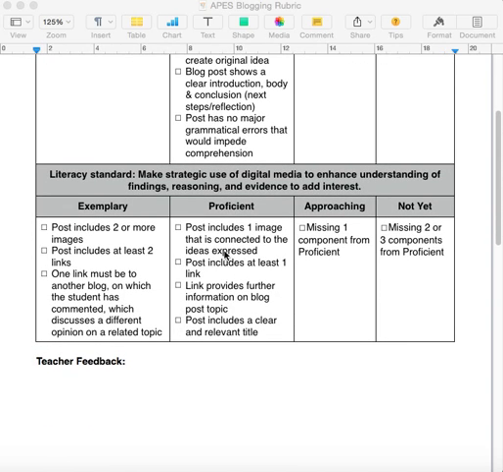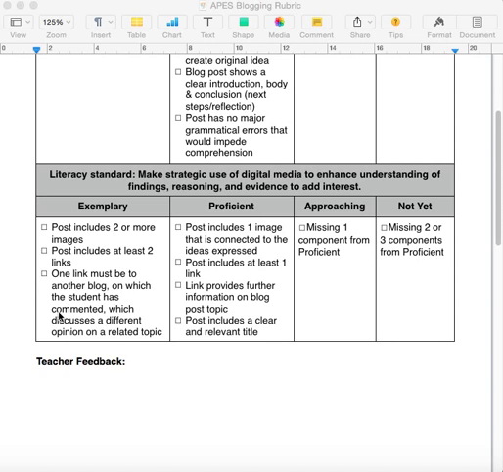Second standard for literacy is about digital media. So we have them using images and links in their blog post to get proficient, and that provides further information on the topic. The link has to be connected to the topic, and they have a clear, relevant title. For exemplary, they have to do above and beyond, so more images, more links, and one link has to be connected to another blog on a different but related topic.